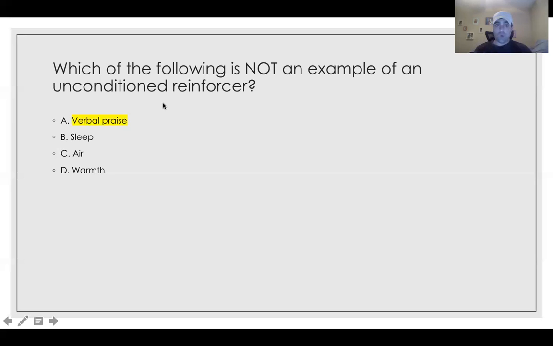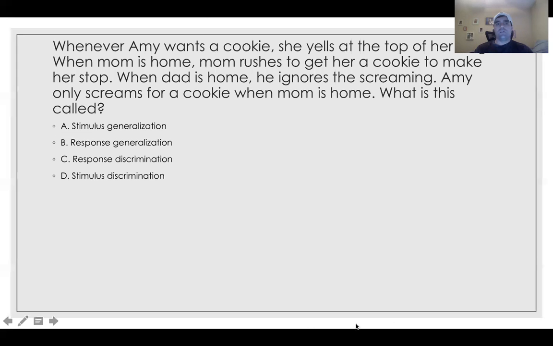So I threw in two "not" questions to remind you to be aware, because they will ask questions like this on the exam. They're typically easy. They just want to make sure you're paying attention. So make sure you're looking out for that word "not."